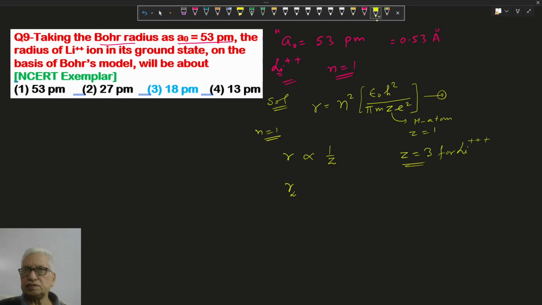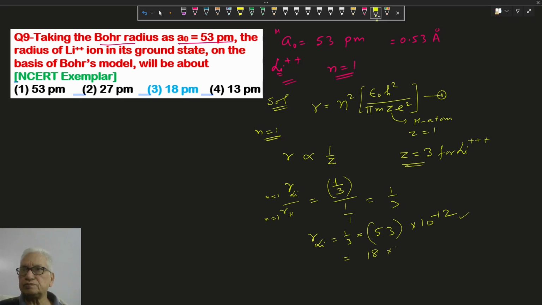Now R for lithium, n is equal to 1, and R for hydrogen atom, n is equal to 1. This is 1 by Z. Reciprocal, so this will be 1 by 3 and this 1 by 1. Now R of lithium is equal to 1 by 3 of the radius of the first orbit for hydrogen atom. That is, the value multiplied by 10 to the minus 12, given in meter. It will be roughly 18, 10 to the minus 12 means 18 picometer. So the option here is 3.